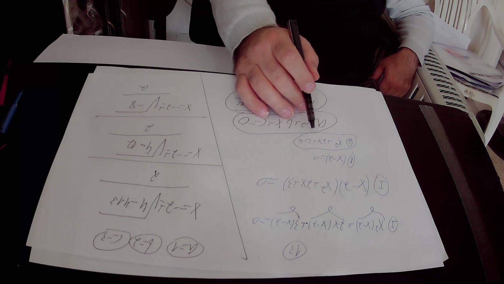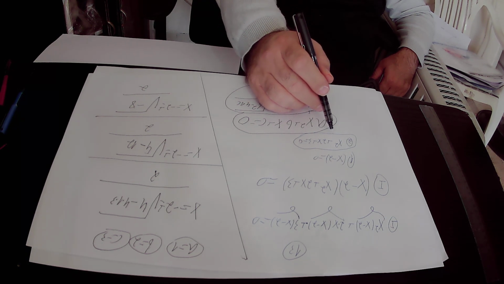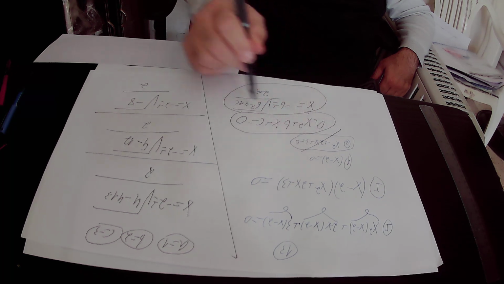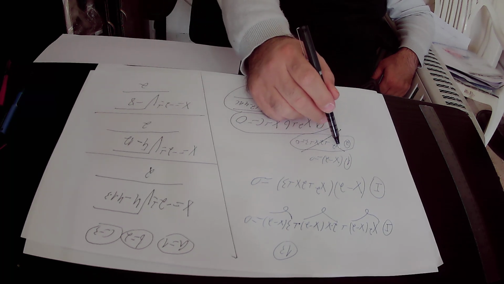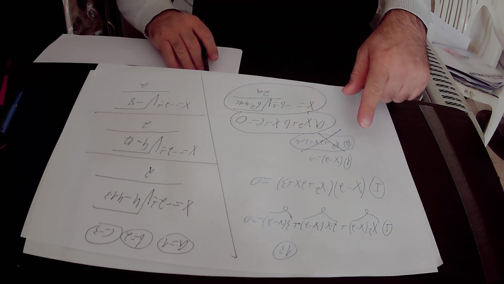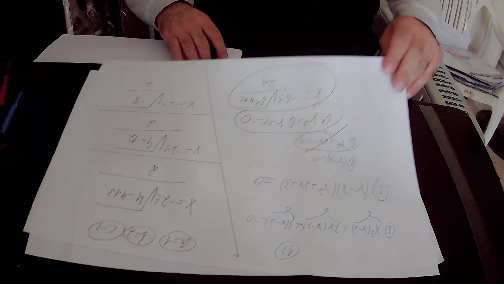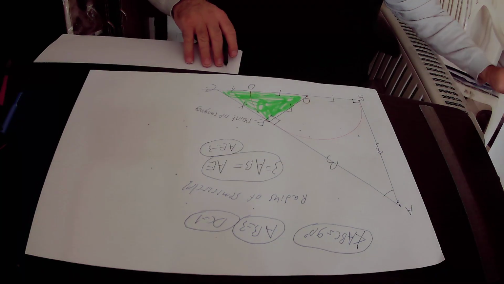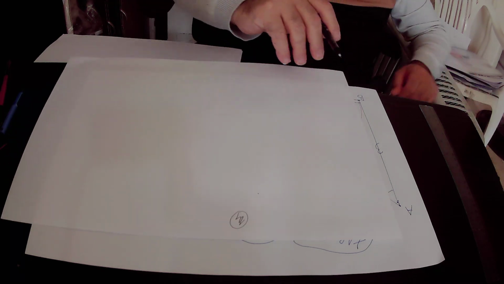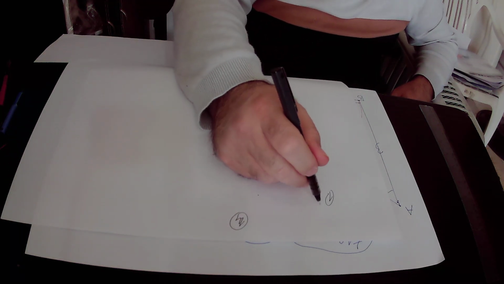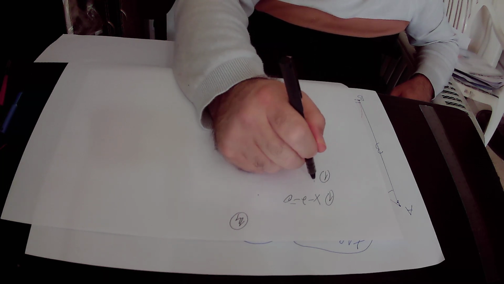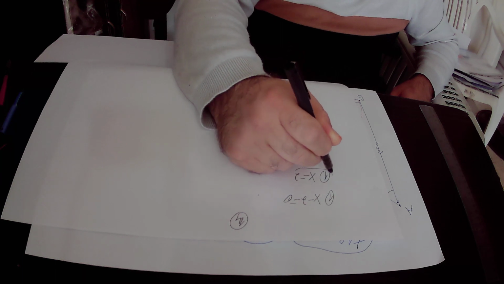Therefore, we will abandon this option. This option is not correct because we are stuck here. And the only solution that is possible is the first solution, that x minus 2 equals 0. Okay, so if x minus 2 equals 0, then x will be equal to 2. X equals 2.